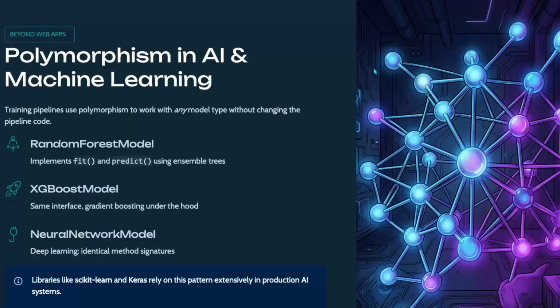This is exactly how production AI systems and machine learning libraries are designed. Polymorphism is not just a classroom concept. It is used every day in real software systems.